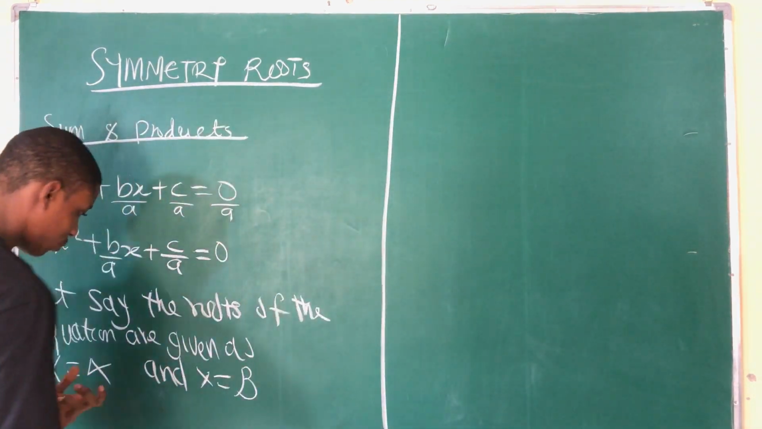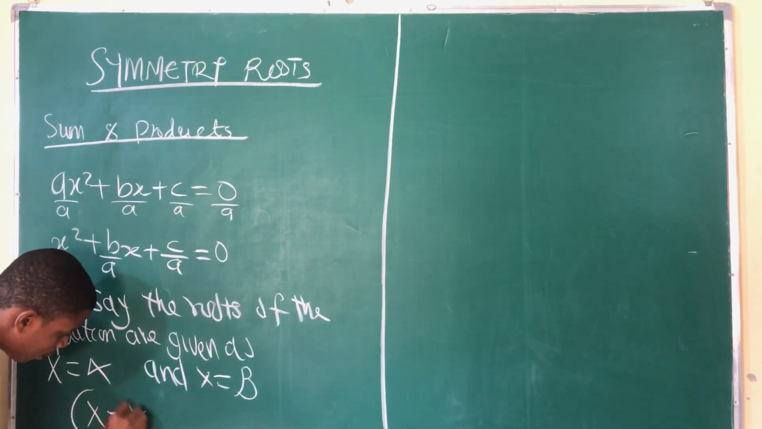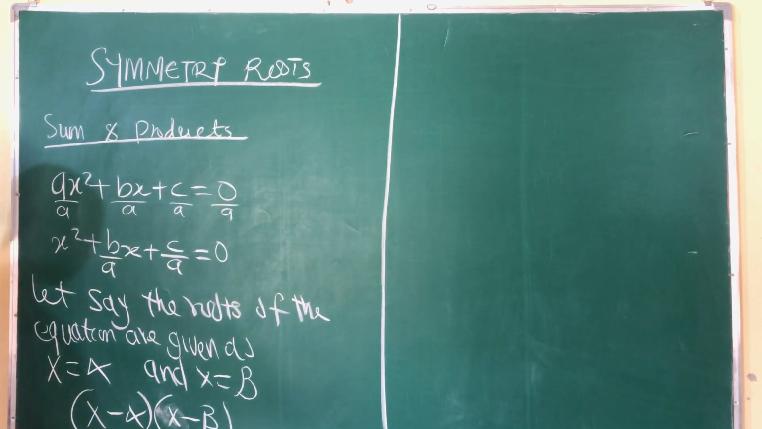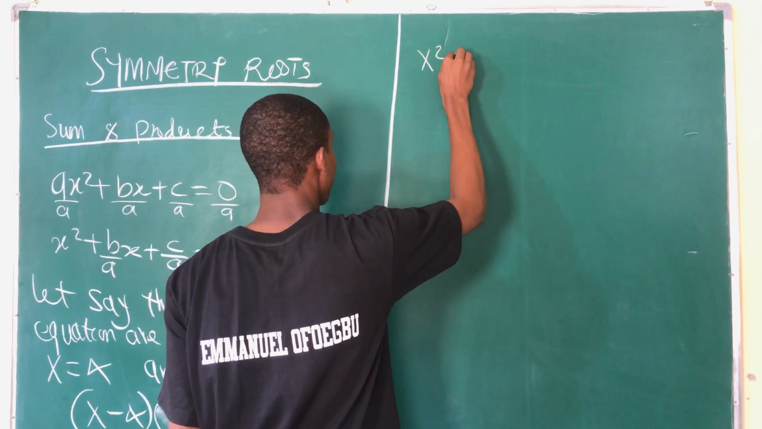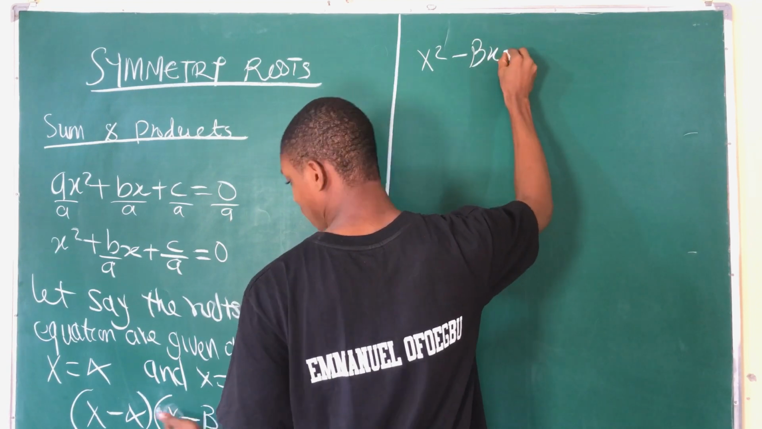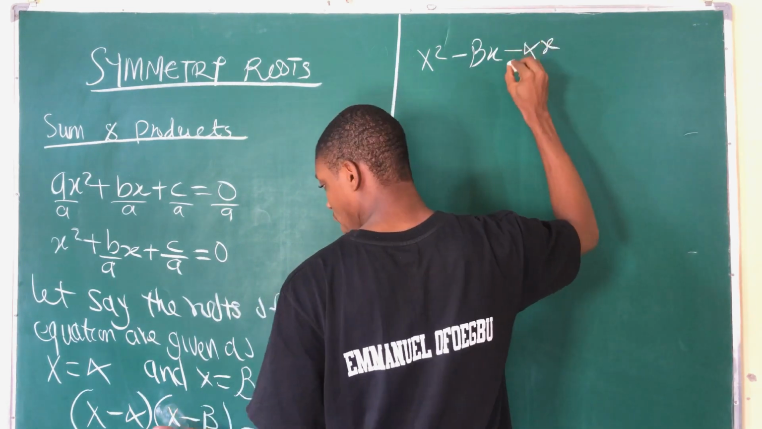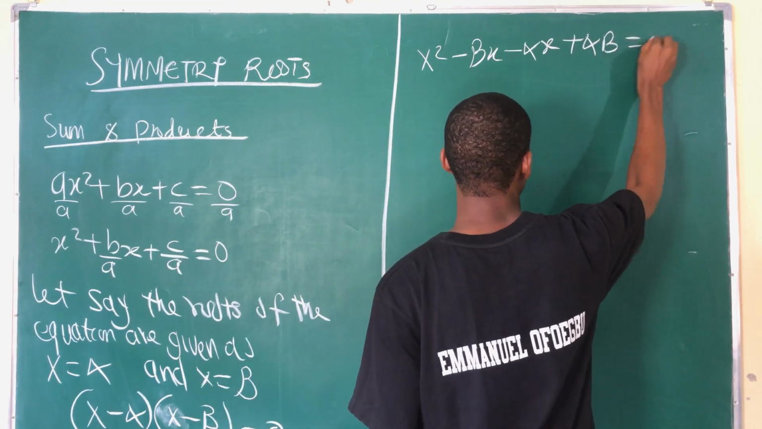Now, for us to get the equation that gave us these roots, we're going to bring these two together: (x minus alpha)(x minus beta) equals 0. We're going to expand this because these are the roots of the equation. Doing that, we have x times x, which is x squared, then x times minus beta, which is minus beta x, then minus alpha multiplied by x, which is minus alpha x, then minus alpha multiplied by minus beta, which is positive alpha beta, all equal to 0.